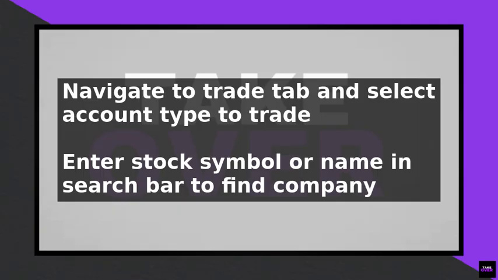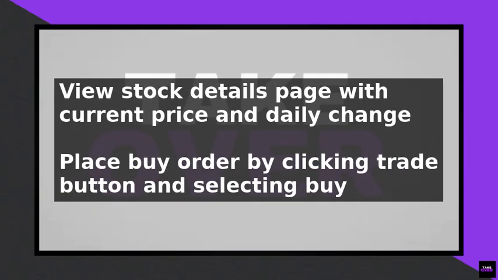On the stock details page, you will see the current price, daily change, and other relevant information. To place a buy order, click on the Trade button and select Buy. Choose the number of shares you want to buy and select your order type, such as market or limit order.